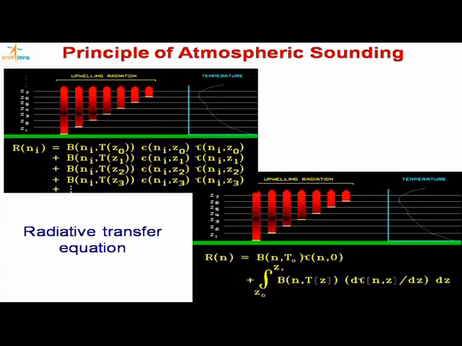Now if we write this equation in integral form, we get the radiative transfer equation, which is of this form: the radiance at top of atmosphere in channel n is equal to the radiance emitted by Earth's surface multiplied by the transmittance of the atmosphere, plus integration from the first layer to the last layer of the radiance emitted by various atmospheric layers multiplied by d tau by dz, which we call the weighting function. I will describe in my next slide what the weighting function is. This is multiplied by dz, the thickness of the layer.